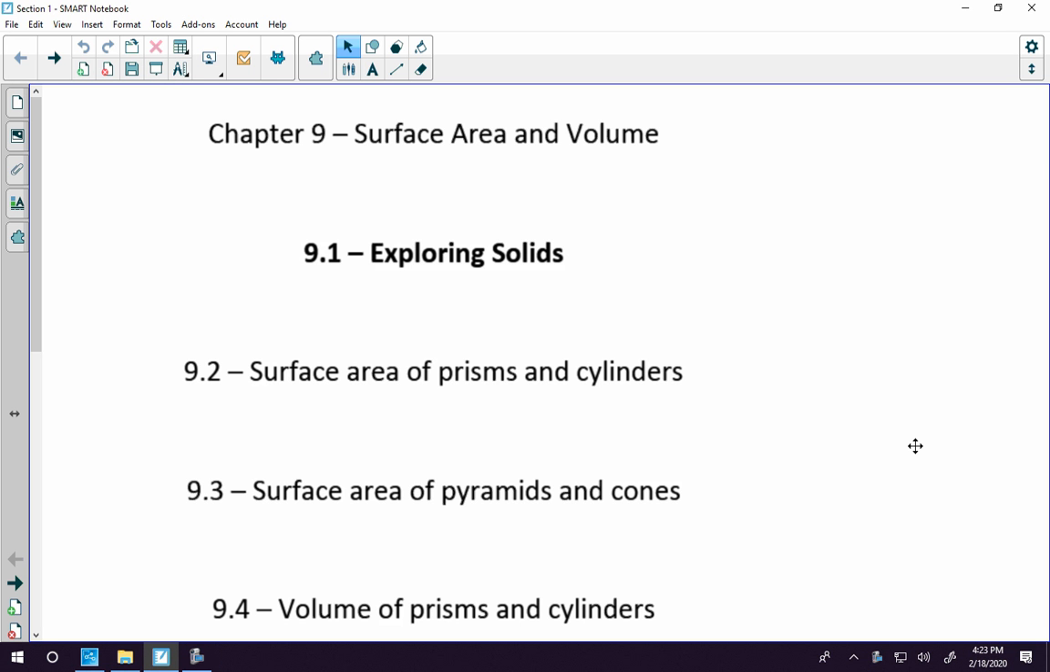Okay, class, chapter 9 is about surface area and volume. When we talk about surface area, we're talking about the total area around a three-dimensional shape, laterally speaking, as well as adding on the area of the base or bases. And when we talk about volume, we're talking about the amount of stuff that fits inside of a three-dimensional object. Today we're going to be focusing on exploring solids in chapter 9, section 1.